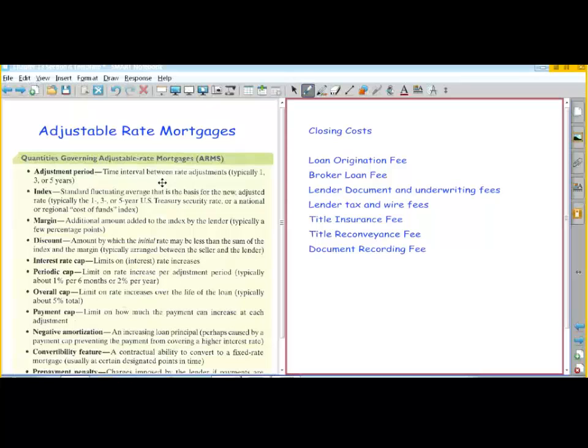So you have to come up with the money to pay the closing costs, and you also have to come up with the money to pay the down payment, which can vary from.